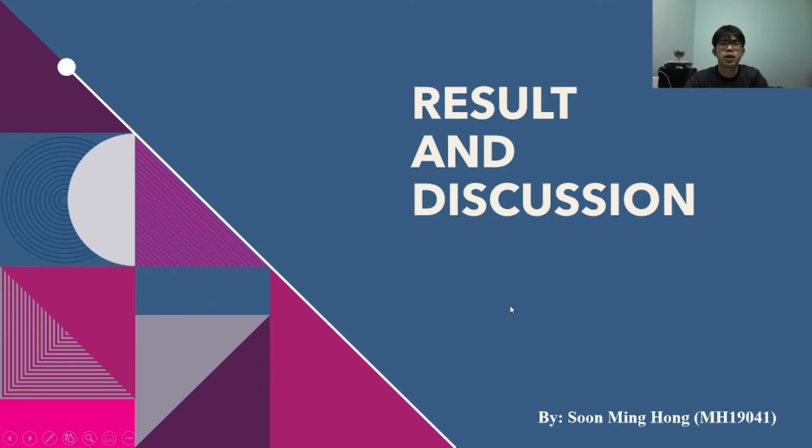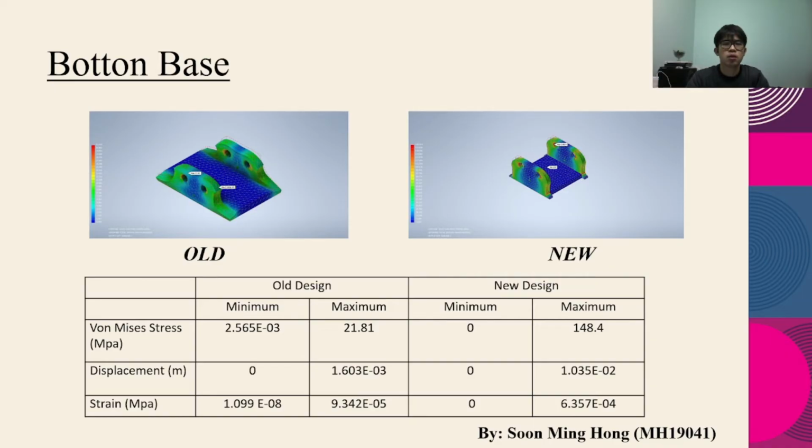Good day, sir. My name is Sun Ming Hong and my matric number is MH19041. So I will be presenting the result and discussion part. For our project, the three parts that we have chosen are the bottom base, link, and also top. For your information, for all those three parts, the bending resistance, stress, displacement, and strength, all these three components have increased for the new design compared to the old design.